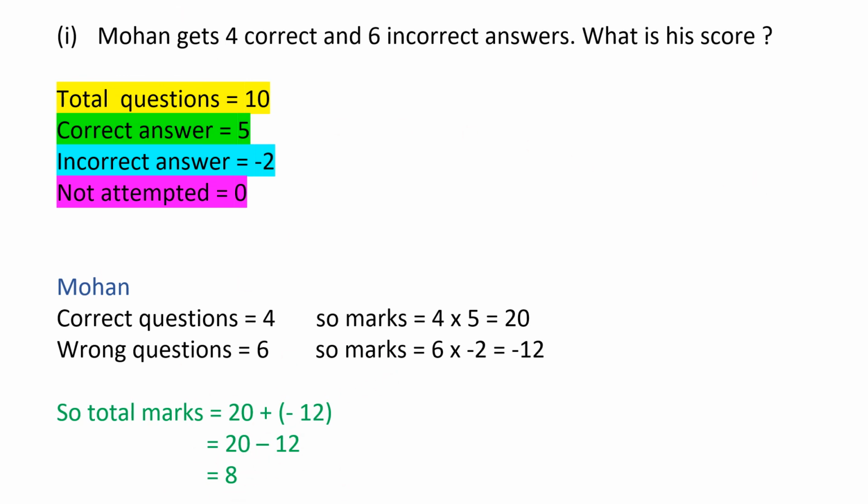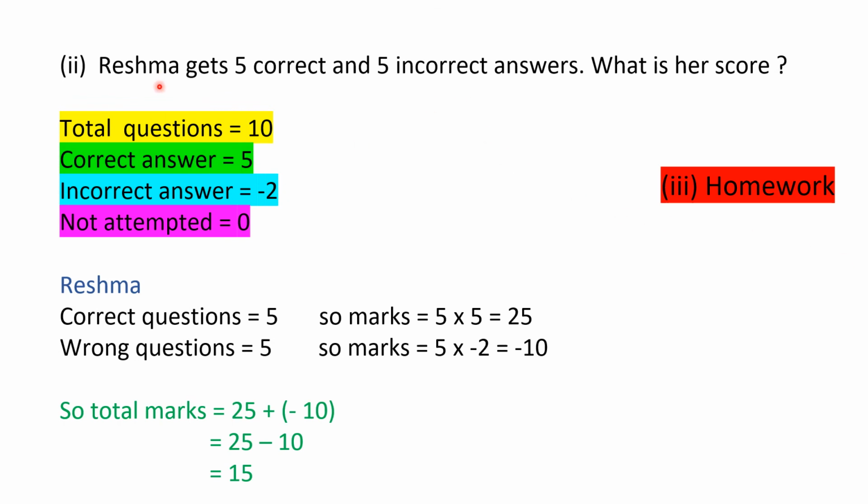Okay, now the next part of the question: Reshma gets 5 correct answers and 5 incorrect answers. What is her score? In the same way as we did in the previous question, one correct answer is 5 marks, so 5 correct answers will be 5 into 5 marks, 25 marks. One wrong answer is minus 2 marks, so 5 wrong answers will be 5 into minus 2, minus 10 marks, right? So the total marks will be 25 plus minus 10, which is 25 minus 10, 15 marks. So Reshma gets 15 marks. This question is the same as the previous question, only the numbers are different.